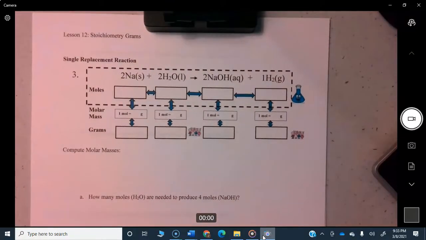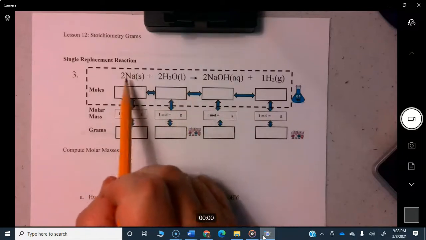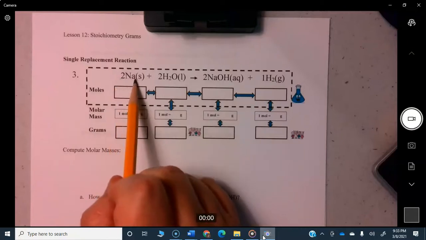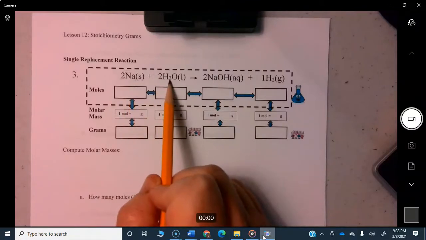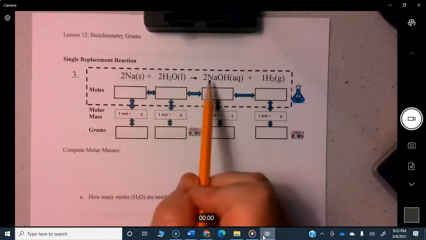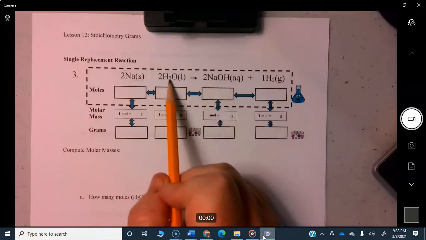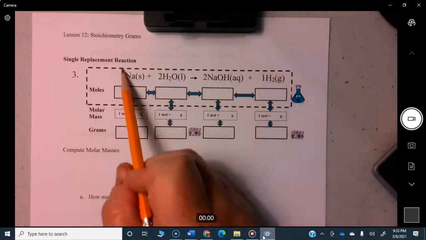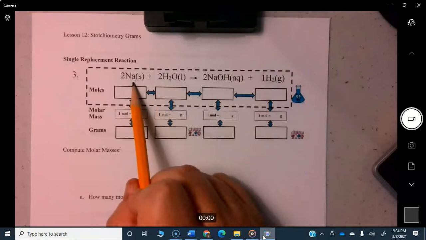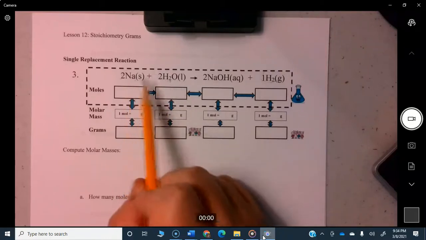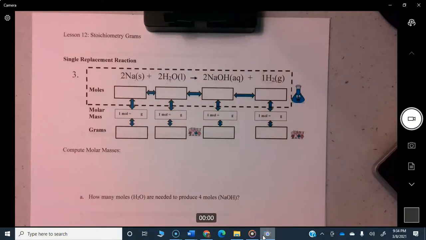So let's look at this. This is a single replacement reaction. Again, that's not something that's relevant to doing these problems, but we're going to be dealing with it very shortly, so I'm just introducing it to you. You have a single element there, 2 moles of Na, sodium. You have water. And then Na takes the place of the H. They swap places, basically. So the Na comes in here with the OH, and then the H2 comes out by itself. You started off with Na by itself, you ended up with H2 by itself. So the H2 and the Na basically traded places with each other. It's called a single replacement reaction.